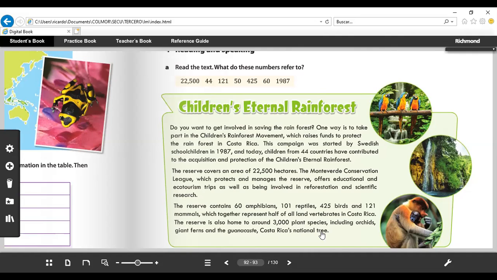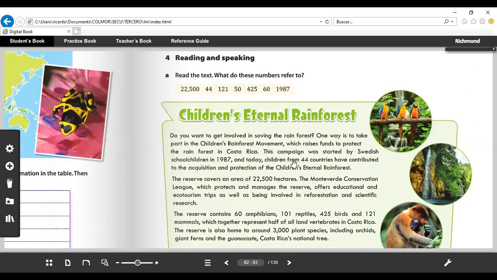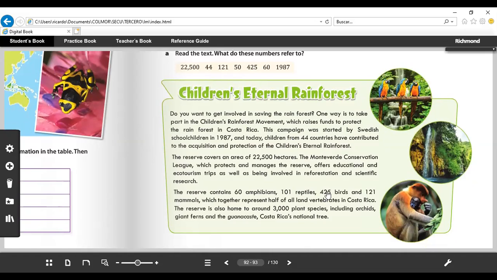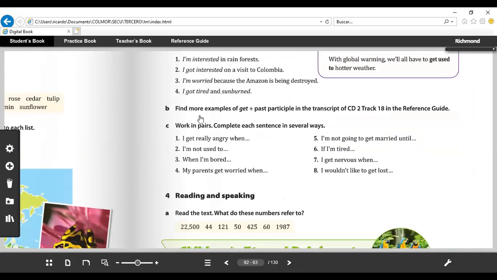Okay, so I want you guys to help me find the number 50 in this lecture. I don't know. Okay, 425, it is right here. This one refers to birds. And 60 right here, amphibians. In 1987, that's a date, and it says right here, this campaign was started by Swedish school children in 1987. Okay, it refers to the date, the year when the reserve started. Okay, so I'm going to stop right here because this is what we're going to be doing next virtual class.